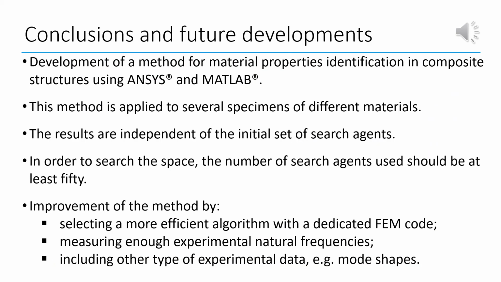Conclusions and future developments. A method for the identification of material properties in composite structures using commercial software is presented. This method was applied to several specimens of different materials. The independence of the initial population for the particle swarm optimization algorithm is demonstrated. The thumb rule: we need 2 times more frequencies than the number of design variables. For the particle swarm optimization algorithm, the number of search agents used must be equal to or greater than 50. This method proved to be highly adaptable to rectangular plate specimens.